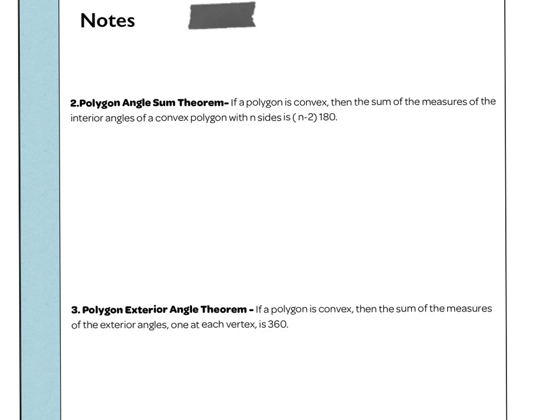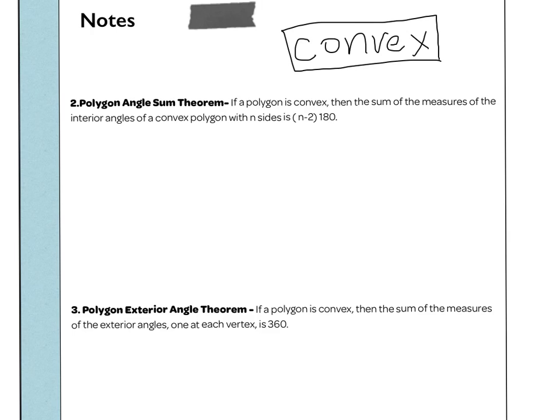So there are two important theorems that we need to talk about for only convex polygons. Not the ones that will cave in, but the ones that will not cave in. The polygon angle sum theorem says that if a polygon is convex, then the sum of the measures of the interior angles of the convex polygon with n sides is (n minus 2) times 180.